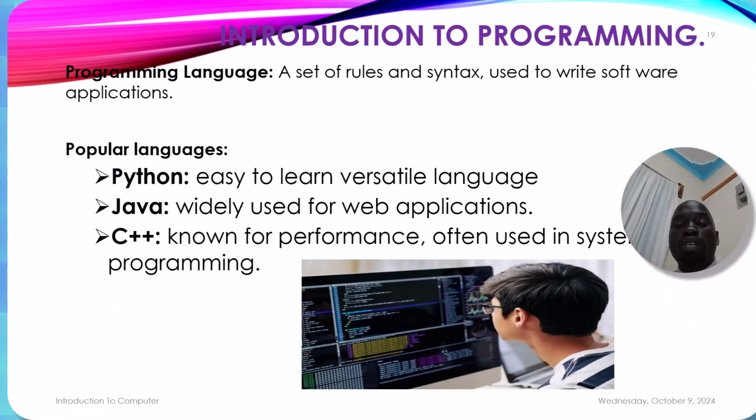We are going to look into the introduction to programming. A programming language is a set of rules and syntax used to write software applications. Popular languages: Python, an easy to learn and versatile language. Java, widely used for web applications. C++, high performance, often used in system-level programming.